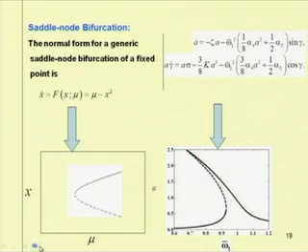So, these examples we have already seen. So, for example, in this case x dot equal to mu minus x square. So, the equilibrium point becomes mu minus x square equal to 0. So, one can find the equilibrium position mu minus x square equal to 0, and by plotting that one can have these two lines.